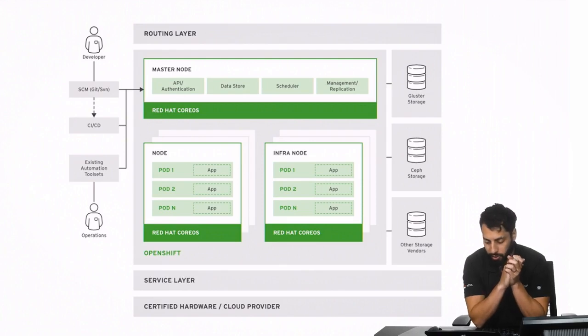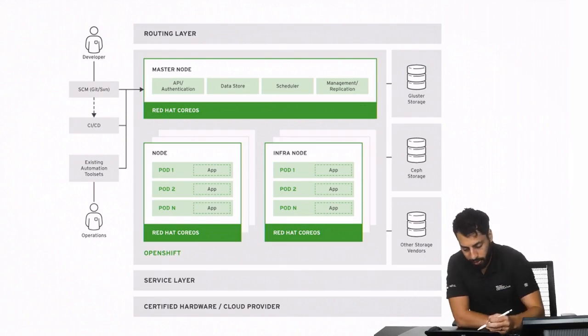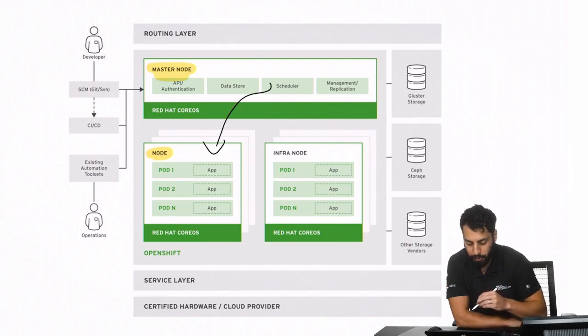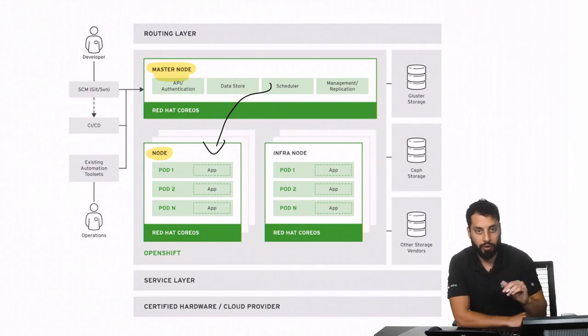So here's a high-level look at the architecture of OpenShift. As I mentioned here, we have a master node, and then we have a few nodes here. These are also known as worker nodes. The master node is responsible for the scheduler. The scheduler is going to be scheduling pods onto our worker nodes. So we can have as many worker nodes as we need. In my classroom environment here, I've got 2 worker nodes.